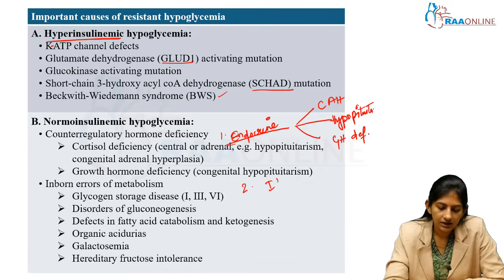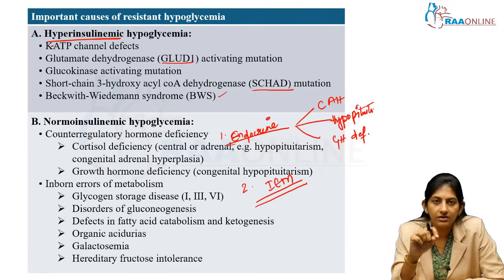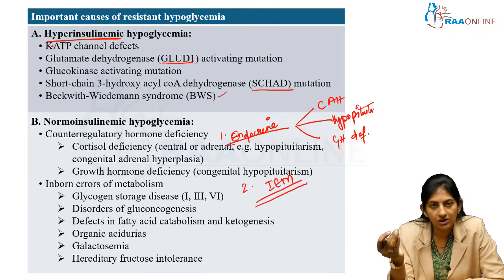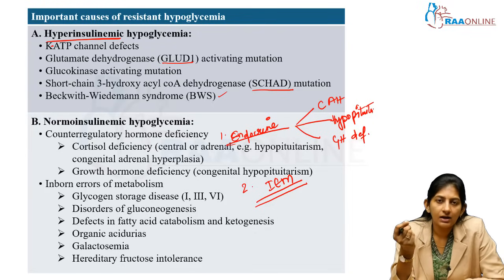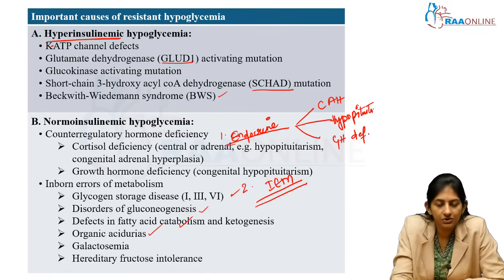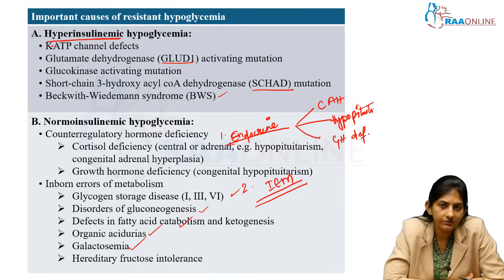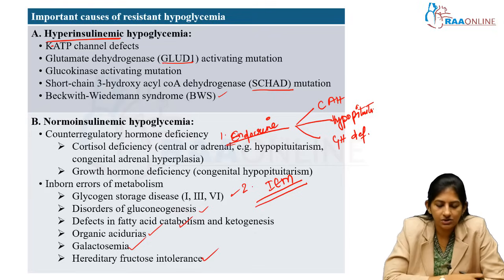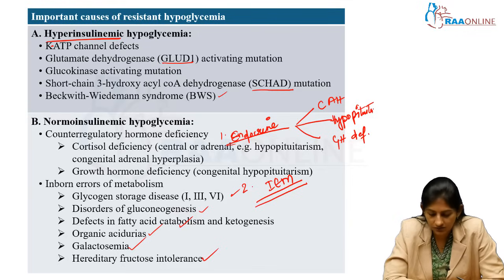Next is IEMs, inborn errors of metabolism. I have a presentation on approach to IEMs, and subsequently I have planned a discussion on metabolic disorders separately also. Here I am just mentioning a few metabolic disorders which present with hypoglycemia. Of course, glycogen storage disorders will present with hypoglycemia, gluconeogenesis disorders, fatty acid oxidation defects, some organic acidurias, and galactosemia. When the baby starts breastfeeding, day 2, day 3, the baby lands up with jaundice and hypoglycemia. Also hereditary fructose intolerance. So, these are some of the metabolic disorders which will have hypoglycemia.